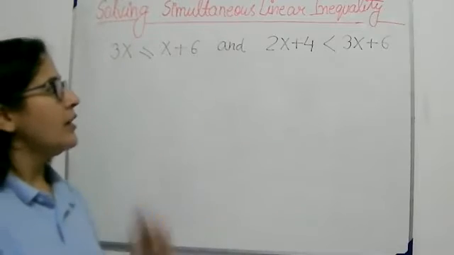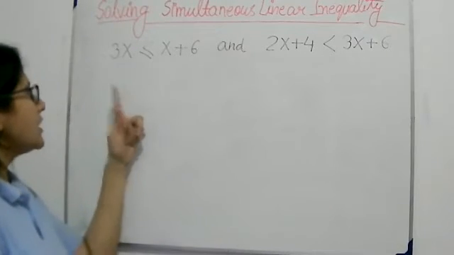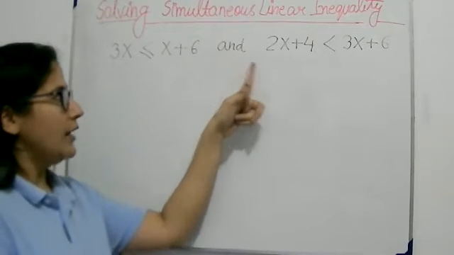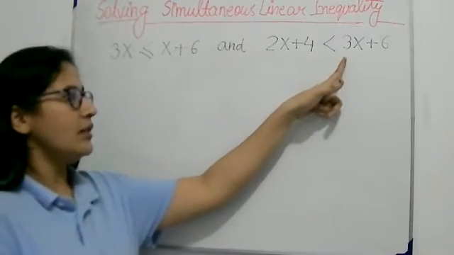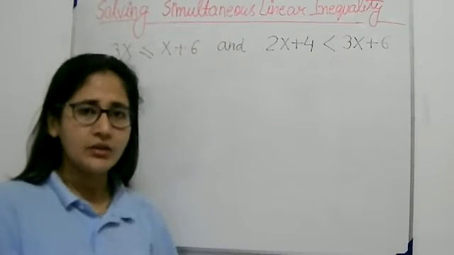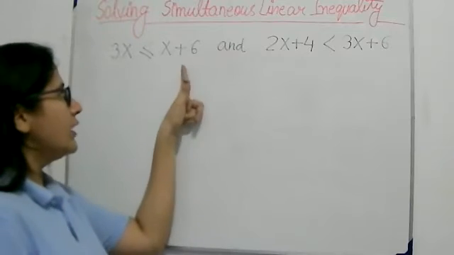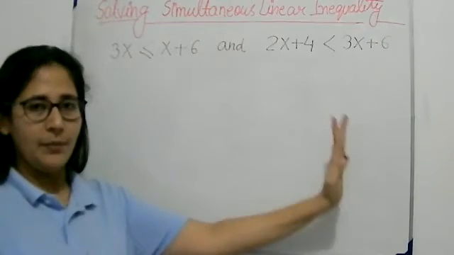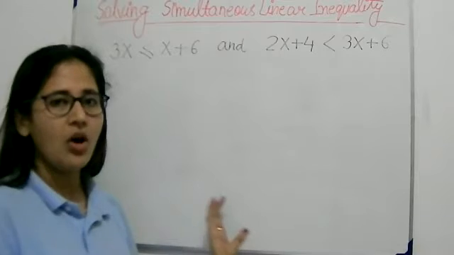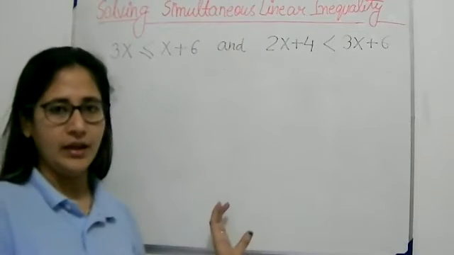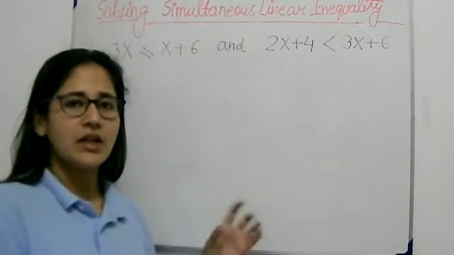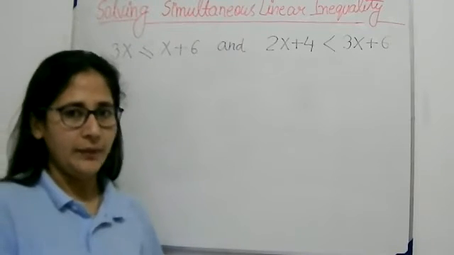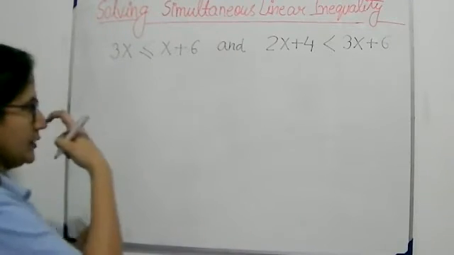See here, there are two inequalities. First is 3x is less than or equal to x plus 6, and 2x plus 4 is less than 3x plus 6. So now we will solve this inequality separately and this inequality separately. Then we will see what the common solution of each inequality is. That common solution we will consider as our set of solutions for both inequalities. So let's solve one by one.